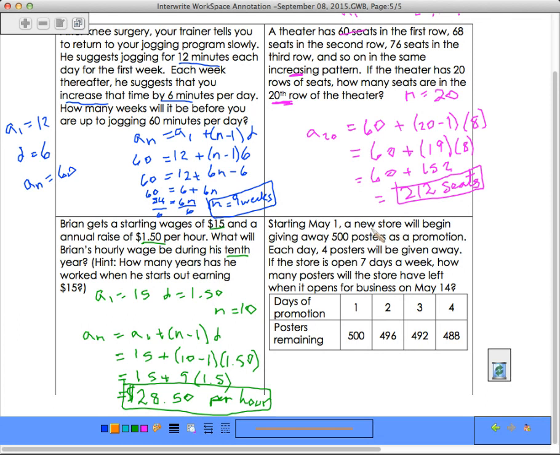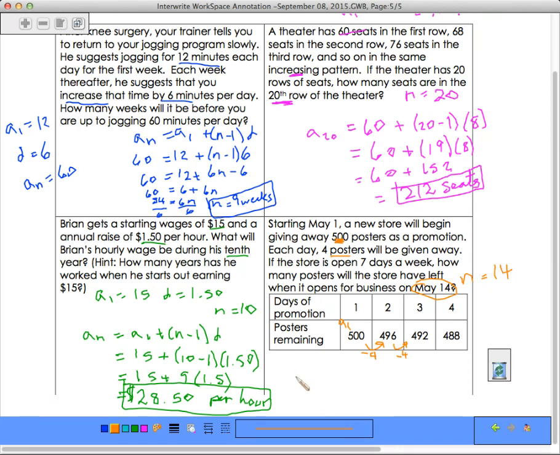So starting May 1st, a new store will begin giving away 500 posters as a promotion. Each day, 4 posters will be given away. So they're starting, A sub 1 is 500. They're giving 4 away, so they're going down 4 each day. So we have our A sub 1 and our D. The store is open 7 days a week, so we're open every day. How many posters will the store have left May 14th? Well, that is 14 days later. So that means that n is 14.